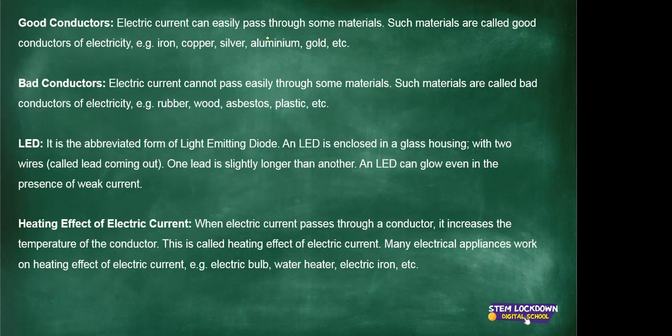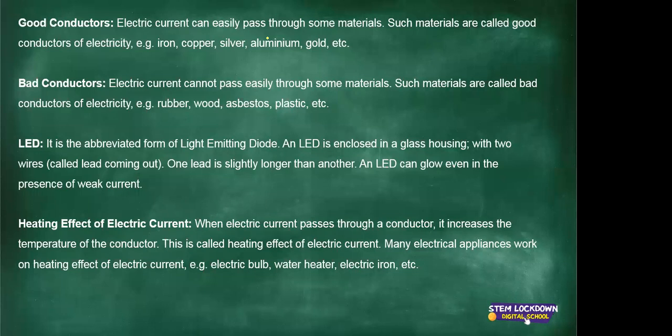Now, bad conductors are materials that electric current cannot pass through easily. Such materials are called bad conductors of electricity, and these are rubber, wood, asbestos, and plastics.